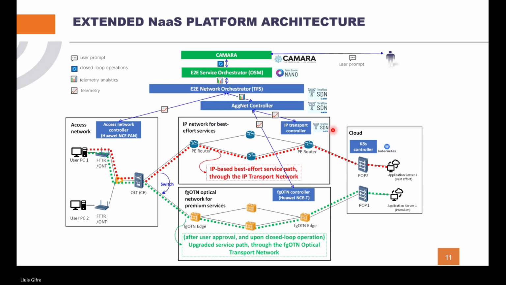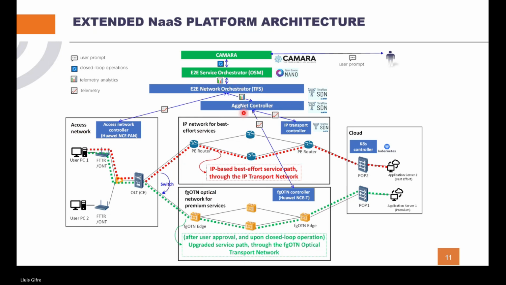In terms of the platform, the extended network as a service platform. As I was mentioning, on top we have CAMARA, especially Quality on Demand, that accepts the requests from the user. Below, we have Open Source MANO as an end-to-end service orchestrator. Below that, we have an end-to-end instance of network orchestration based on TeraFlowSDN. This end-to-end controller is controlling both the access segment and also the transport segment.